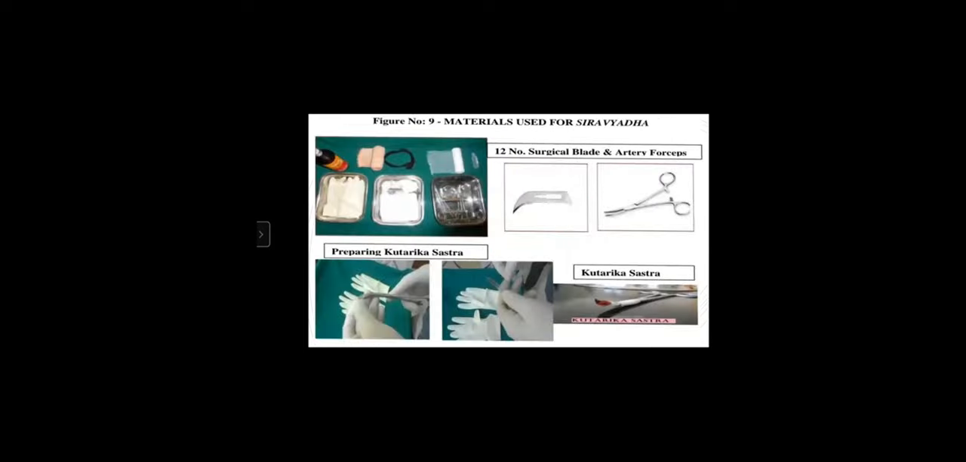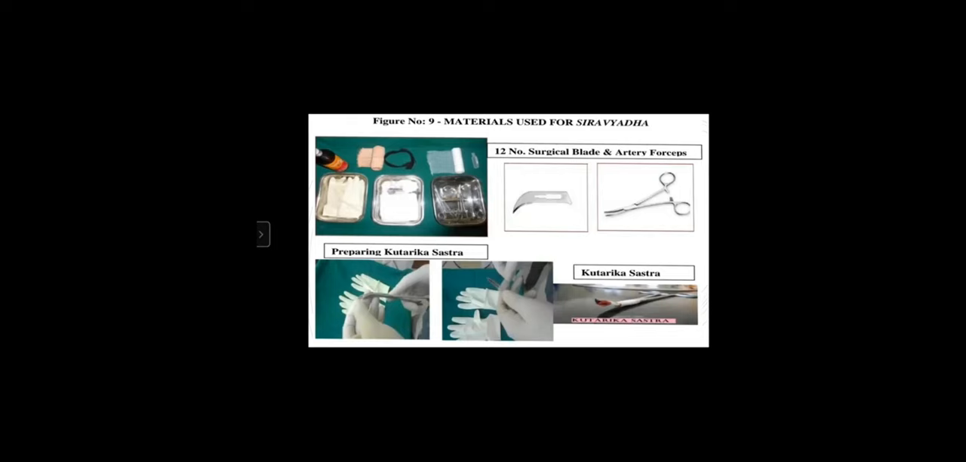Okay, these are the materials used for Siddha-Veda. Actually, it is my thesis process only. In that we have used a number 12 surgical blade fixed to an artery forceps, I mean the tip of the artery forceps. It was fixed using a tape, paper tape only we were using. Then we can make it as a Kutarika Shastra.